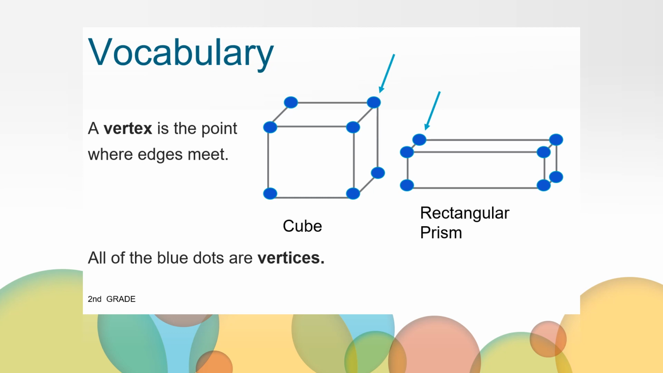The third word is vertex, or many of them are called vertices. In solid figures, a vertex is the point where edges meet. All of the blue dots are vertices. If you were able to find a box at your house, see if you can touch and count the vertices on the box that you have at home.